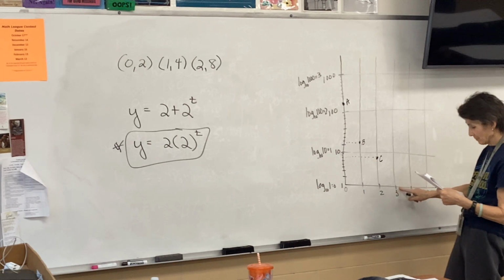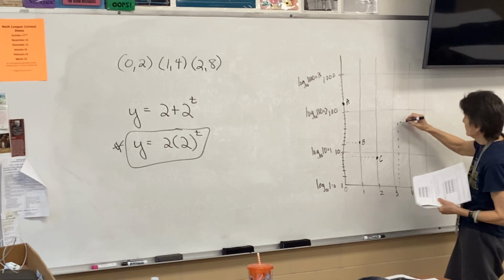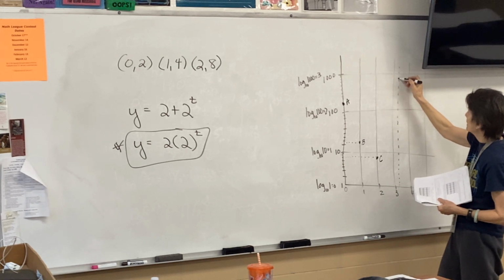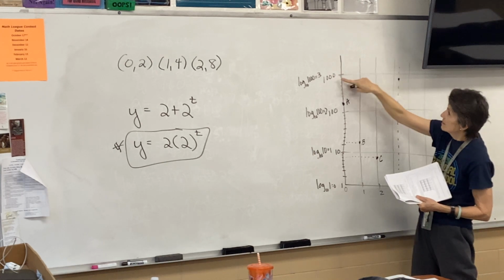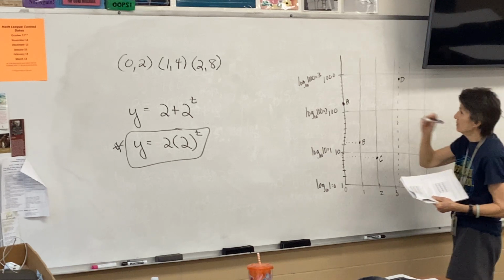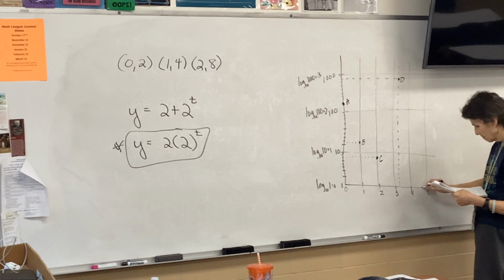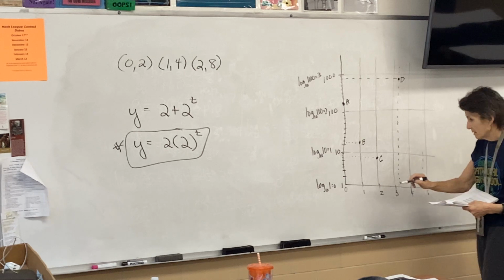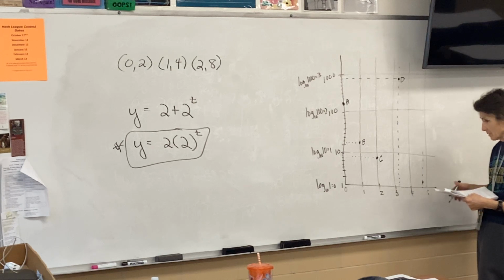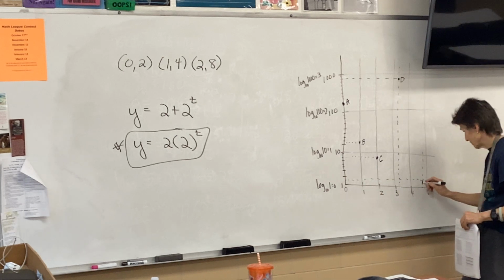3.2, 800. So 3.2, 800 will be right here because there's 1,000. So there's 900, so there's 800. And finally 4.6 and 1.5. So remember, here's 1, here's 2, so 1.5 is going to be right in there.